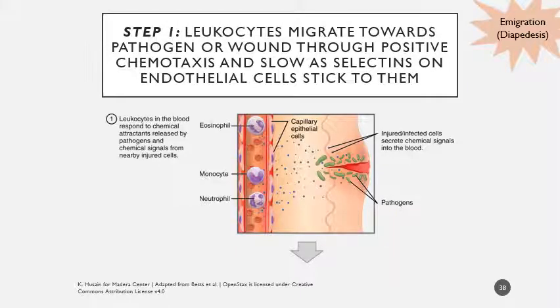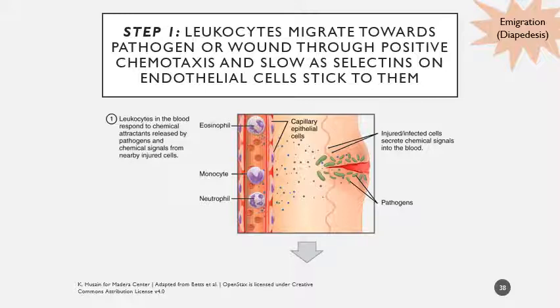So to walk you through this in a little bit more detail, the next few slides talk about this process of emigration or diapedesis. Again, this is referring to general tissue damage and opening up portals of entry for pathogens. We're assuming in this case that our blood vessels are not necessarily damaged. So the first step is those leukocytes migrating to where they need to go.